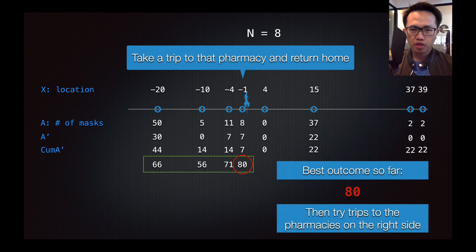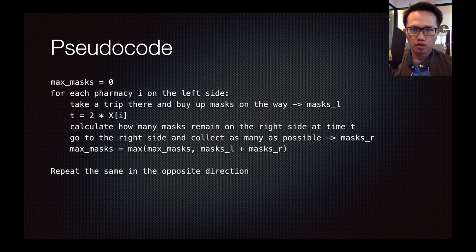And then you repeat the same thing in the opposite direction, and the best scenario will win, and that's your answer. Okay, so here's the pseudocode to implement that simple approach. For every pharmacy on the left side, you take a trip there and buy up all the masks on the way. That's masks L. The time it took to do that and a round trip home is 2 times the distance to that pharmacy.